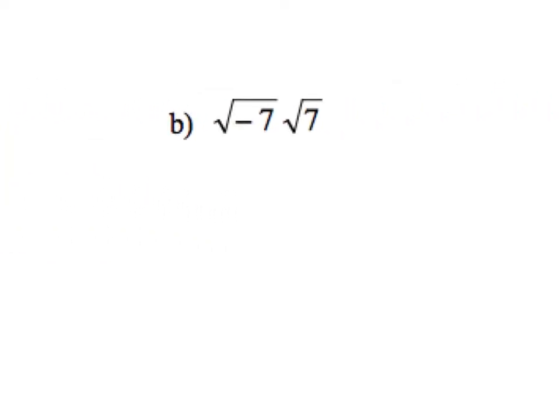Let's take a look at part B. This one's a little bit different. What I notice about this one is I've got the square root of negative 7 times the square root of negative 7. So let's just write it all as one square root. I'm going to do the square root of negative 7 times negative 7, and this is going to give me the square root of negative 49.